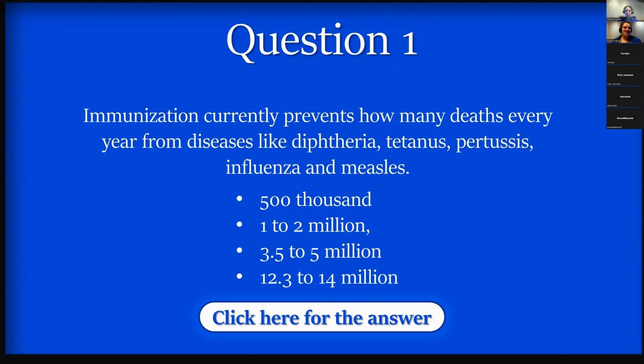They're always wonderful. So, immunization currently prevents how many deaths every year from diseases like diphtheria, tetanus, pertussis, influenza, and measles? So how many deaths does immunization or vaccination prevent against every year? Is it 500,000, 1 to 2 million, 3.5 to 5 million, or 12.3 to 14 million?